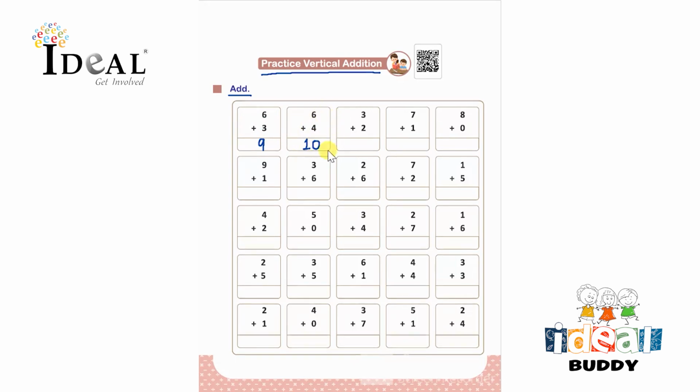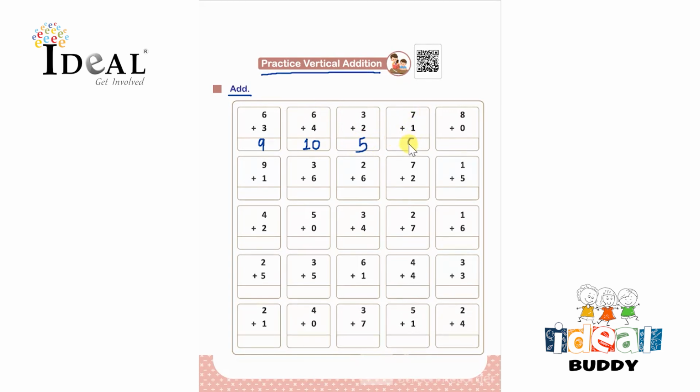So you can ask the child to count the given numbers on their fingertips, or you can also give them some manipulatives like counters or beans or any other thing that is countable to help them understand the concept of addition. Next is 3 plus 2 which is equal to 5.